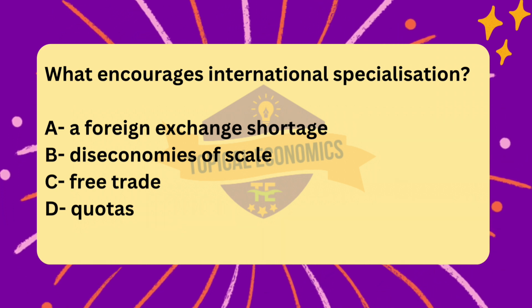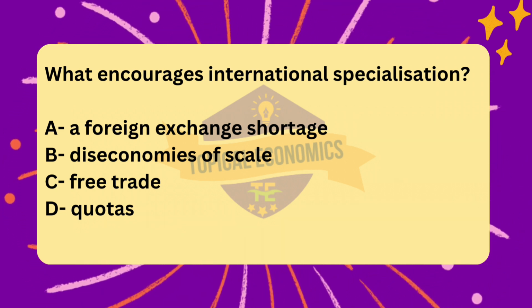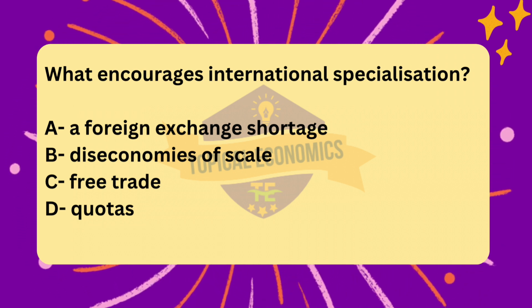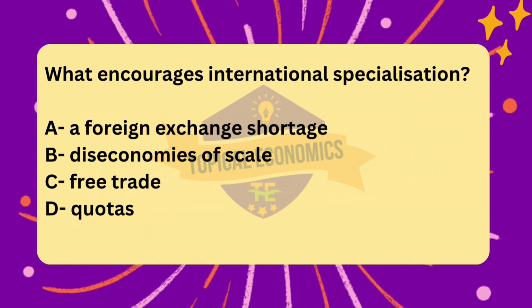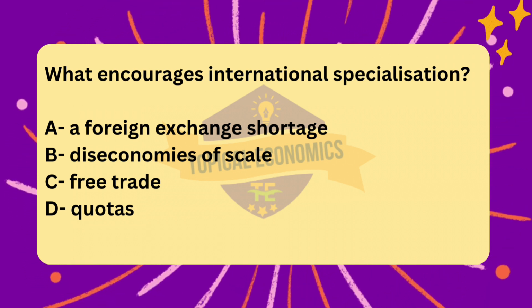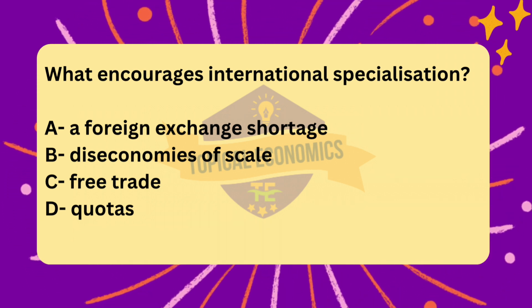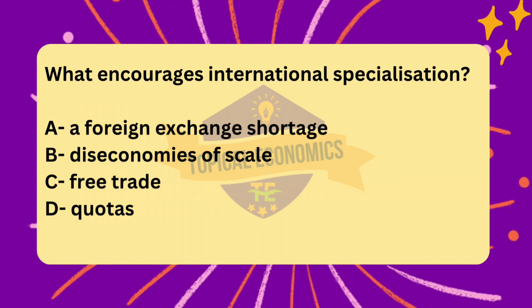Next, option B. Diseconomies of scale refer to the point at which a firm or industry becomes too large, and its per-unit costs start to increase due to inefficiencies. This is more of a limitation to growth rather than a factor encouraging specialization. Specialization typically allows firms or countries to achieve economies of scale, not diseconomies, by focusing on a narrow set of goods and producing them more efficiently.